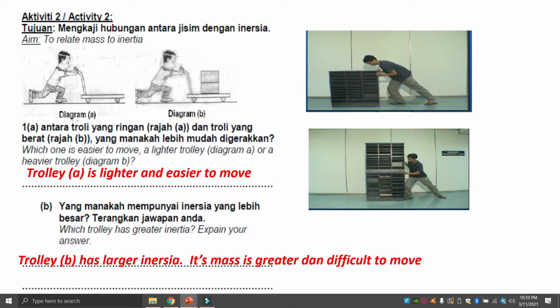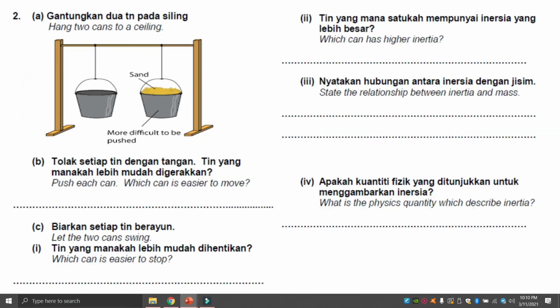The mass of the child is lower than the adult. So that one is also an example of inertia. And in this one, they put sand in each can. Which can is easier to move? Of course, the empty can is easier to move.